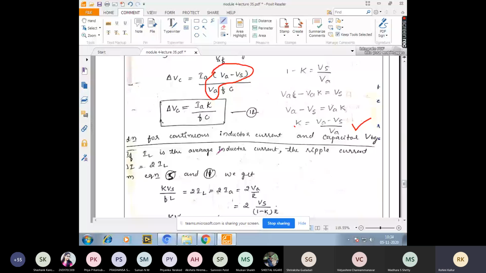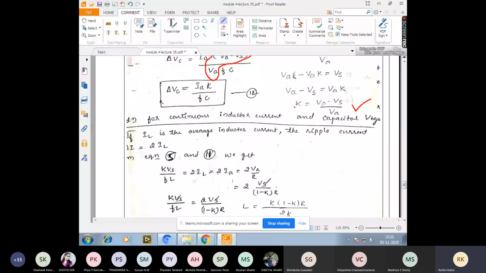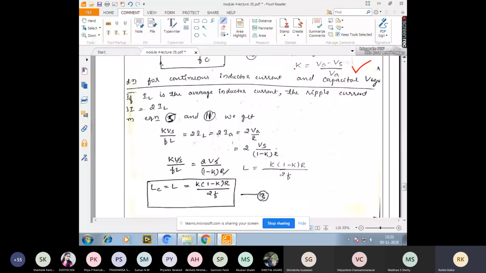Okay. So for this calculation, if we have IL, which is the average inductor current, then the ripple current delta I is equal to 2 times IL. Now I'm writing the equation for delta I here, which is equal to 2IL, or it is also equal to 2Ia. Ia equation I'm writing back. So K Vs divided by F into L is equal to 2 Va divided by R. Va, I know, is Vs divided by 1 minus K. So substitute it here: K into Vs divided by F into L is equal to 2 Vs divided by (1 minus K) into R.